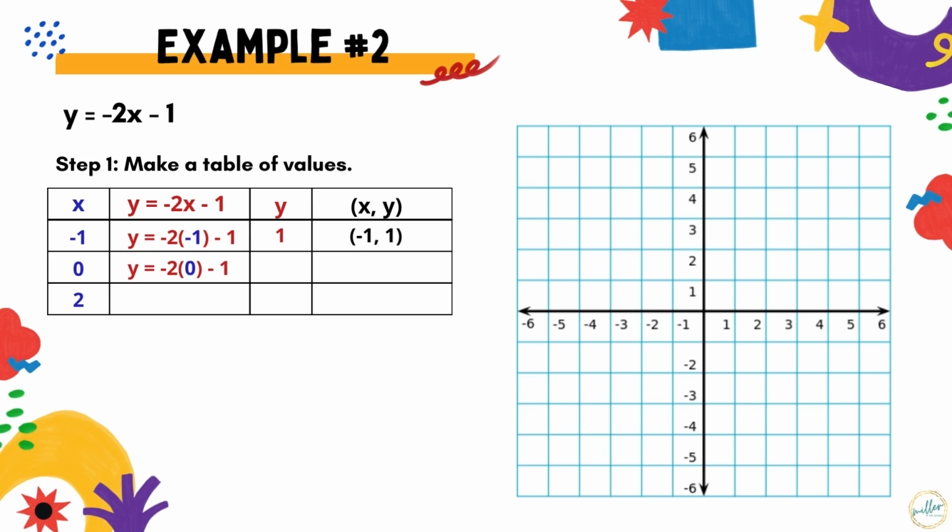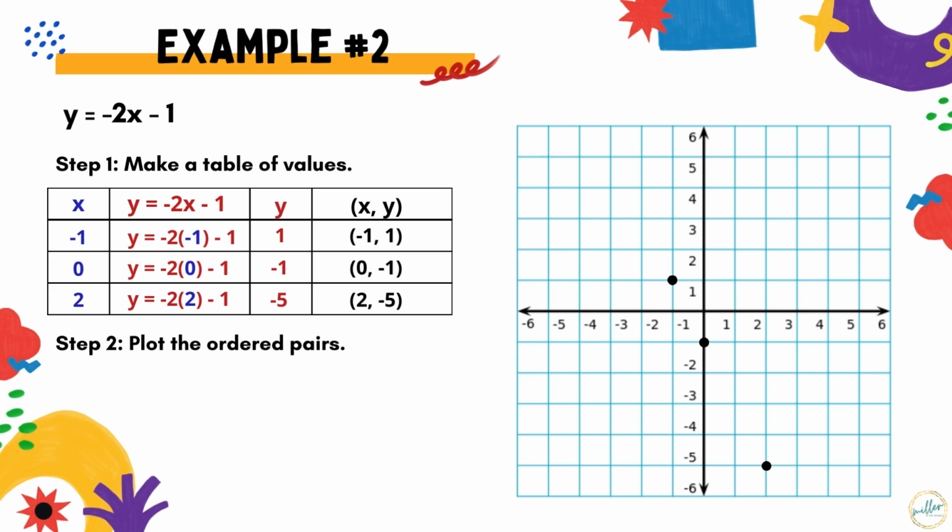Next, we substitute in 0. Negative 2 times 0 is 0. Minus 1 is negative 1. That gives us the solution 0, negative 1. Finally, let's try x equals 2. Negative 2 times 2 is negative 4. Then subtract 1, and we get negative 5. That gives us a solution of 2, negative 5.